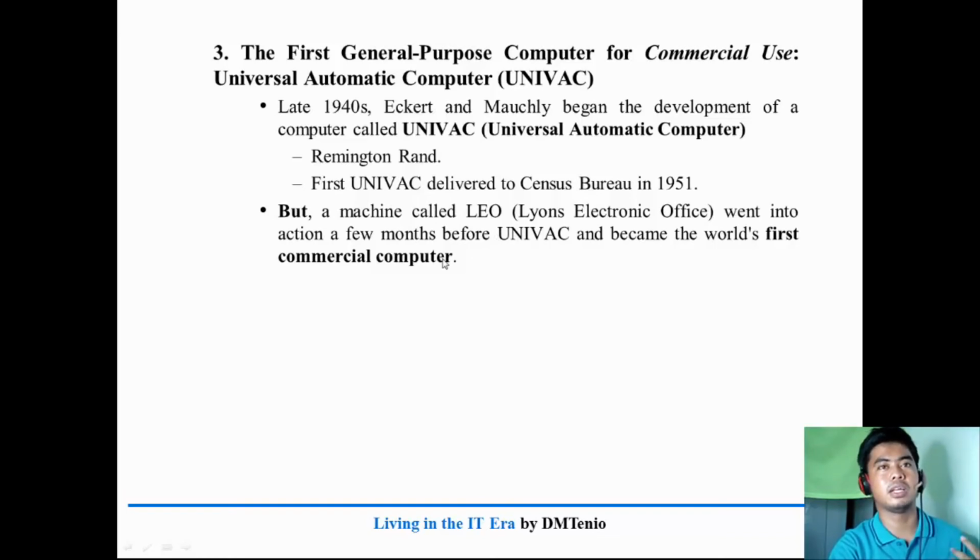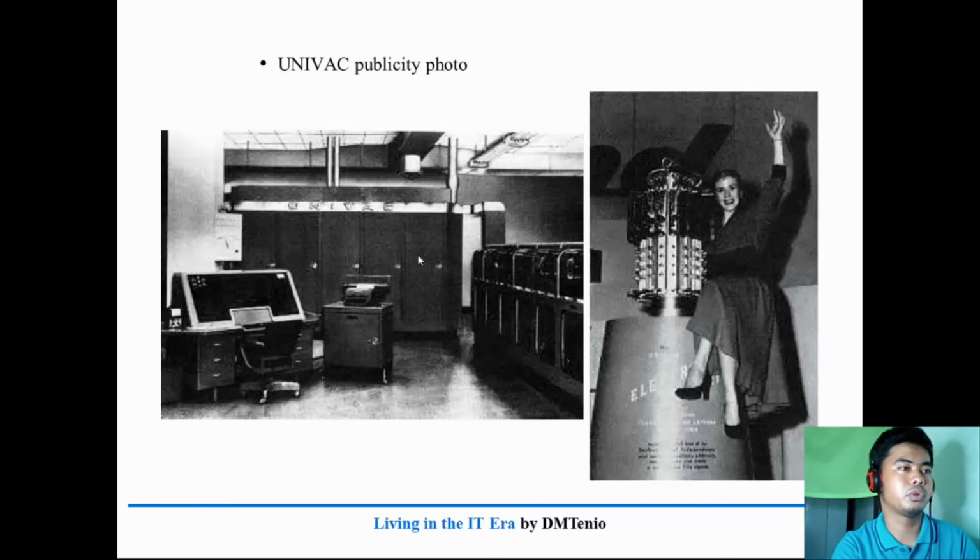Naunahan sila sa pagpalabas or pagpa-operate ng kanilang computer, paggawa, no? Sa development nila. So that's yung first commercial computer is si Leo or Lyons Electronic Office. Went into action a few months. So lapit-lapit lang kumpara nung una na 2 years yung pagitan nila. So, para siya sa census, no? Then, ito po yung UNIVAC publicity photo.